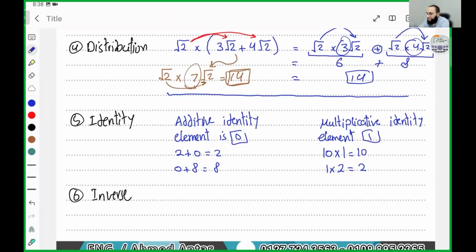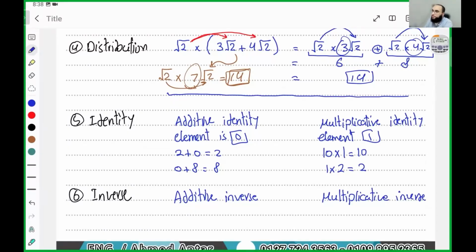Okay. So the last property is the inverse property. Actually, we have the additive inverse property and we have the multiplicative inverse property. What's the difference? Anyone know?